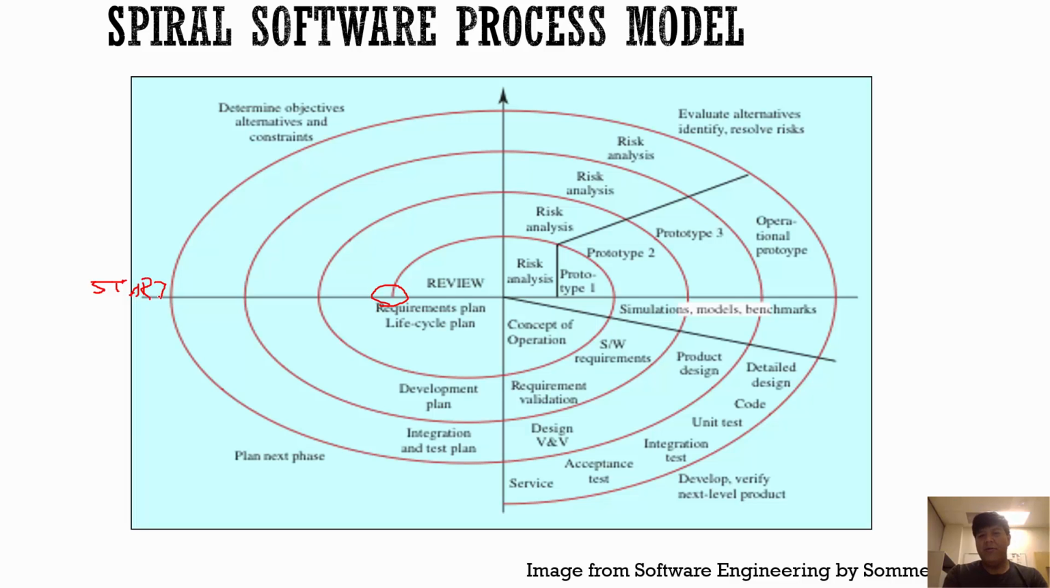Now, it's not a phase in terms of the waterfall model, where we say, okay, this is for requirements, this is for design, this is for implementation. Each of these phases, each 360 around the spiral, represents how deep we've gone into the project.